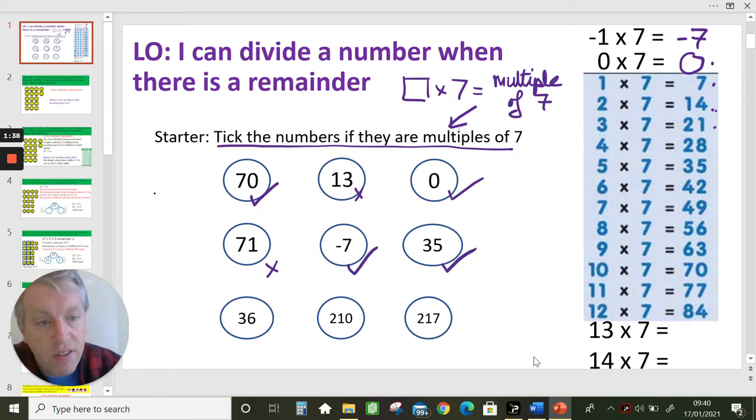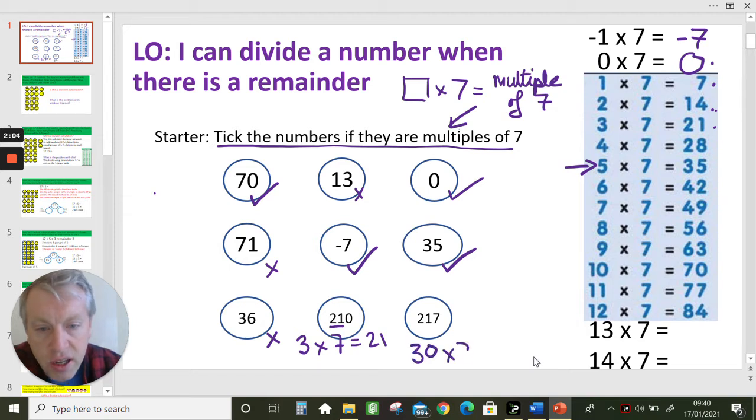35, yes. 5 times 7 is 35. 36 is not. 210? Well, 21 tens is 210. 3 times 7 is 21. So 30 times 7 is 210. Okay, so 210, yes. Let's see the relationship between 210 and 217.